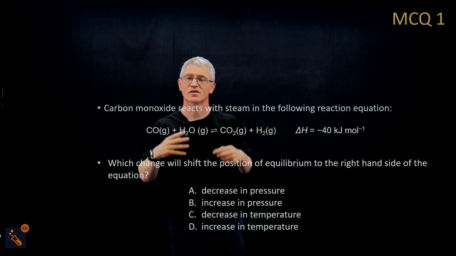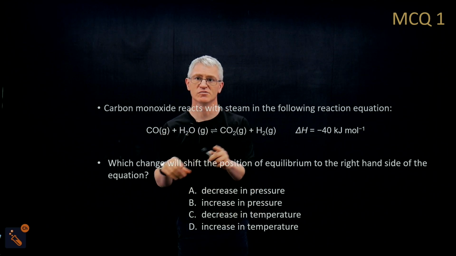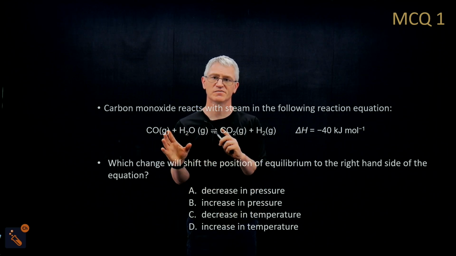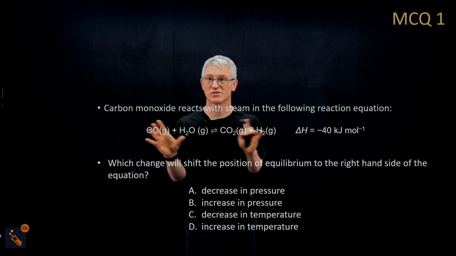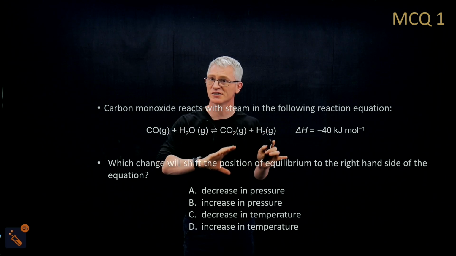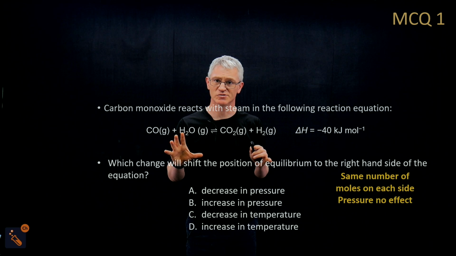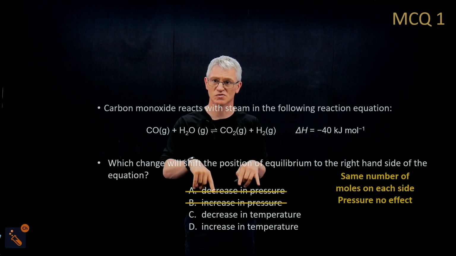So first of all, we were talking about pressure, talking about temperature. Well, let's count the number of moles on each side. 1, 2, 3, 4. So therefore, there is 4 in total and 2 on each side. So 2 on each side means the same on each side, which means I can change the pressure all I want. It doesn't make any effect to the equilibrium yield, okay? So that means those two are wrong.